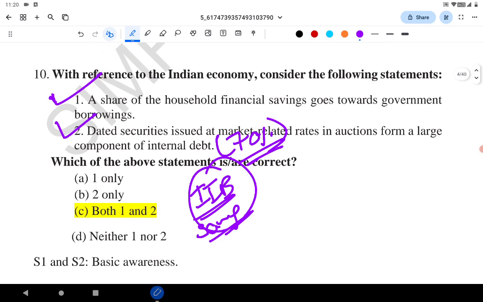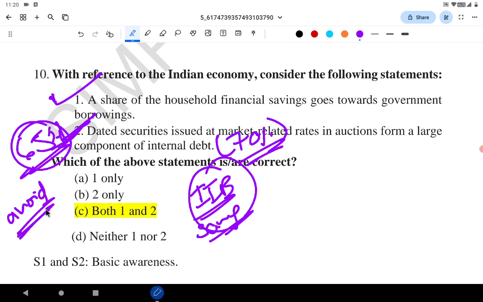And usually look at the statement here. The dated securities issued by the market related rates in the auctions form a larger component of internal debt. Usually such statements are correct. Whenever UPSC gives facts, like dated securities are 65% of internal debt, usually such statements are wrong. Whenever UPSC seems to avoid facts by giving a little general statement, usually such statements are correct.